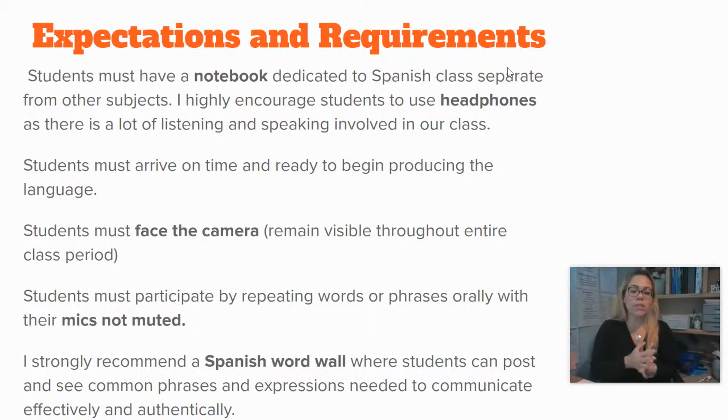Students must arrive on time and be ready to produce the language. Students have to face the camera. We are responsible for the students. We must monitor them. They must remain visible throughout the entire class period. Students must participate in repeating words and phrases orally with their mics not muted.